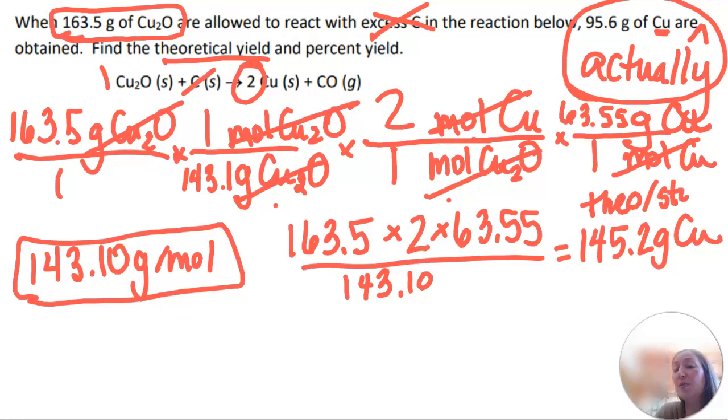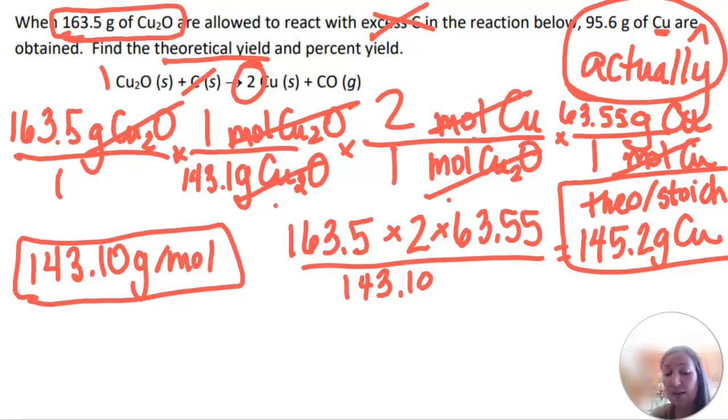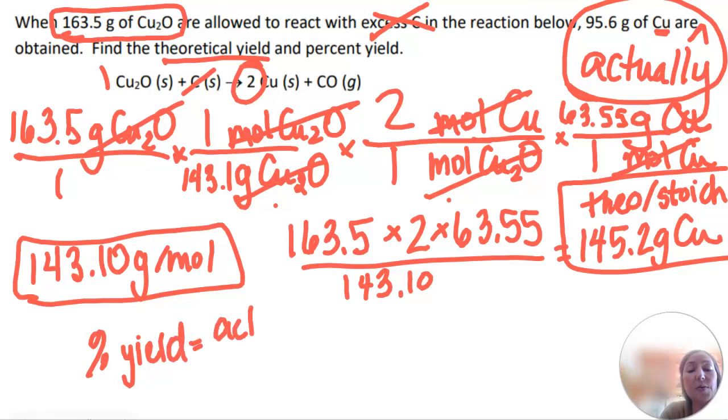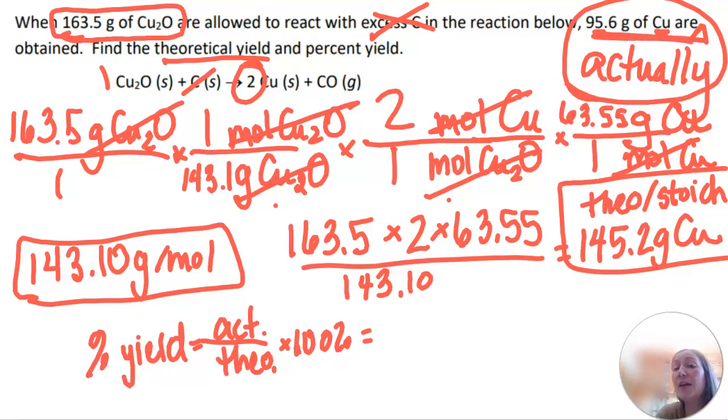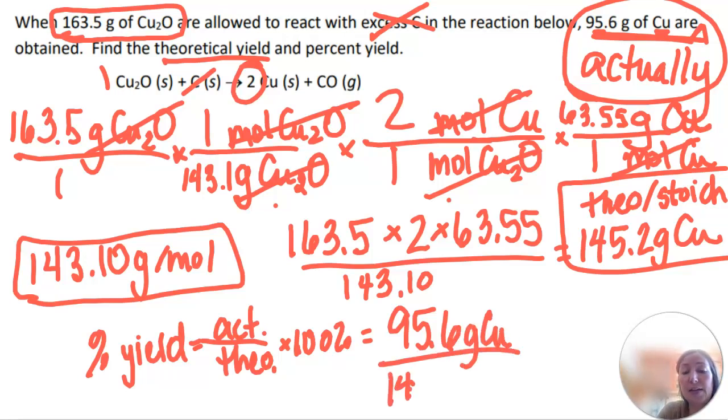Now this is in theory. In theory is from your stoich calculations. You know, how much does the math say we should have made theoretically? Percent yield then is actual over theoretical yield times 100%. Okay, so they said what we actually got were 95.6 grams of copper, and I calculated we should have made 145.2 grams of copper here, in theory, from the stoich.